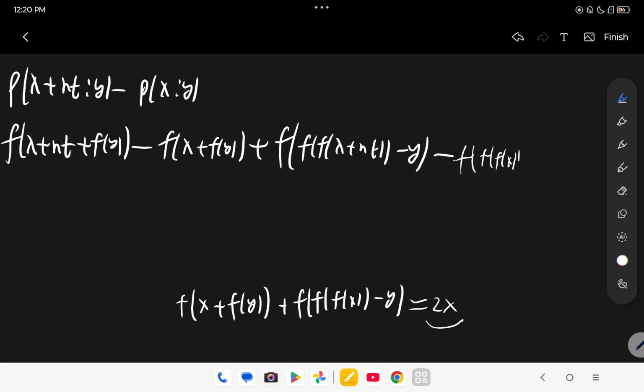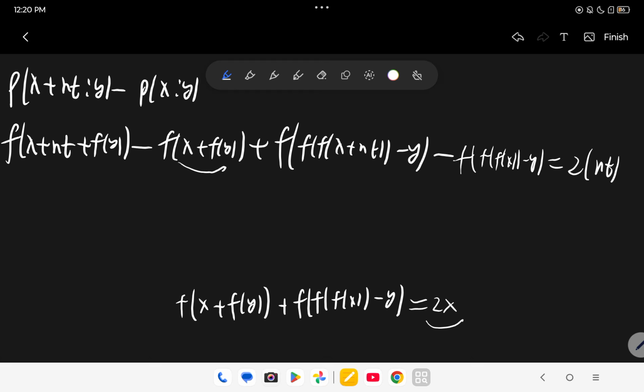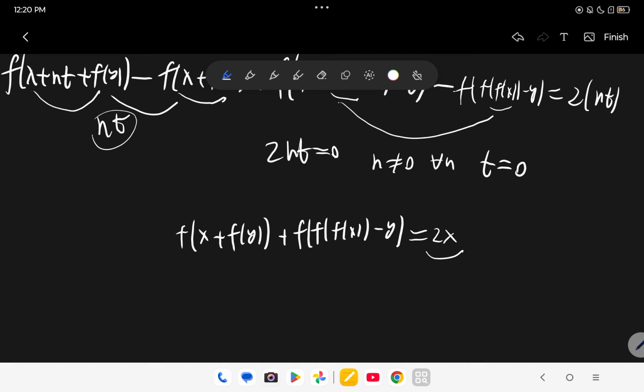Okay, so we know that these are the same, so the difference is nt, so we can just cancel this difference, and we get that these two are the same. Also for this, we know that f(x plus nt) equals f(x), so these two are also the same, so we get 2 times nt equals 0. So since n is not 0 for every n, we get that t is 0, so we get that f is an injective function.